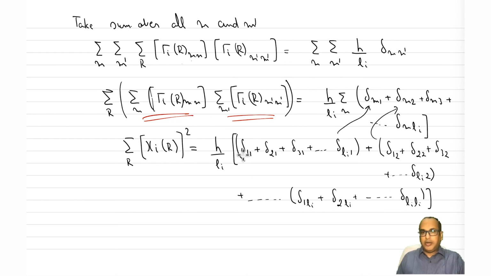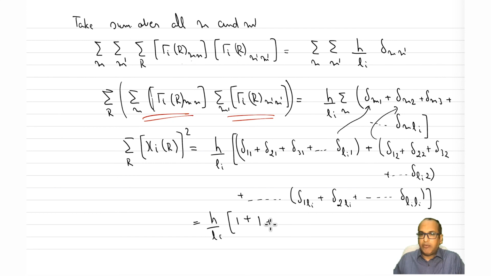Now, if you notice, each of these terms will go to 0 except where the indices are the same. So delta 1 1 will remain as 1 and the rest will all go to 0. So that means out of each bracket I will get 1, right? So h upon li, I get 1 from here, I get 1 from here, because again delta 1 2 will be 0, delta 3 2 will be 0, and so is delta li 2. Only delta 2 2 will survive. Similarly, from the next term, delta 3 3 will survive, and then here delta li li will survive.